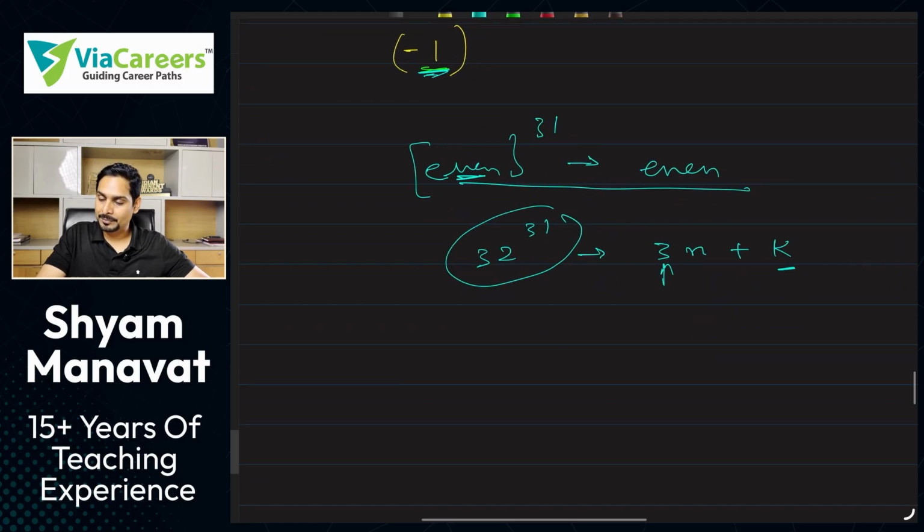Right. So now 32 when divided by 3 has remainder 2, so we get 2 to the power 31. I will first try to identify what k is, which is the remainder.